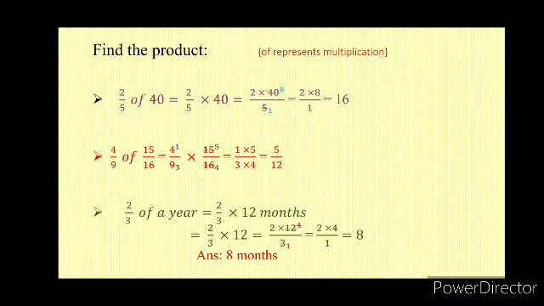And one more example, 2 by 3 of a year. We know that 1 year is 12 months. So it is 2 by 3, of means multiplication, and a year becomes 12 months. So it is 2 by 3 into 12. So 2 into 12 overall divided by 3. So cancelling in 3 table 4 times, we get 2 into 4 is equal to 8 months.